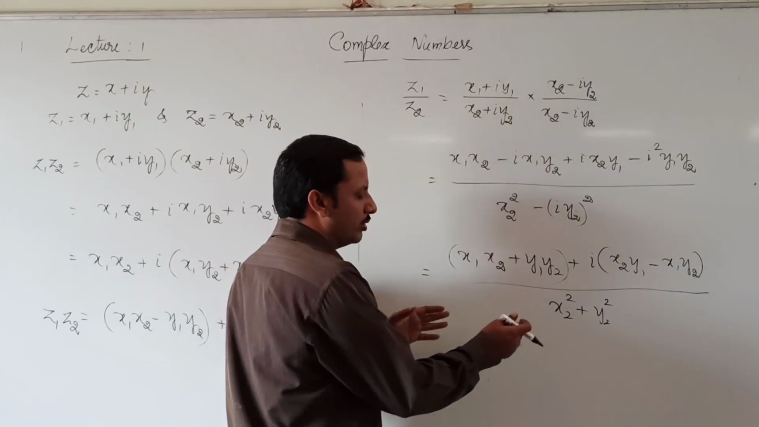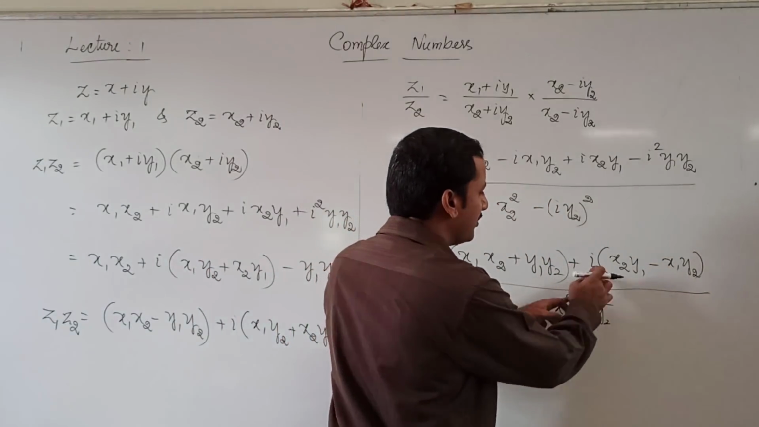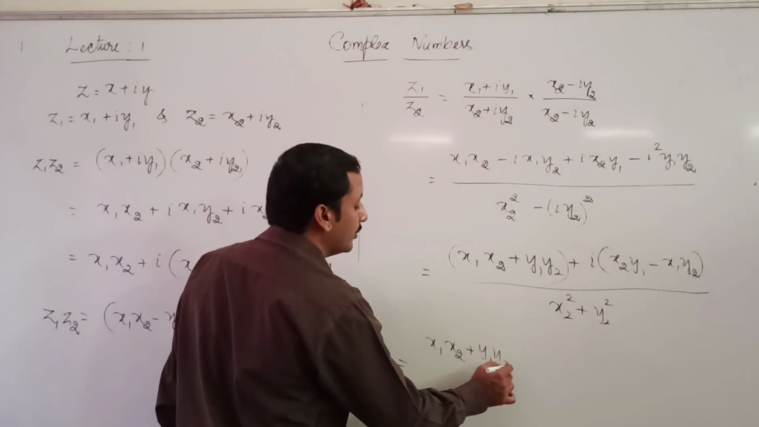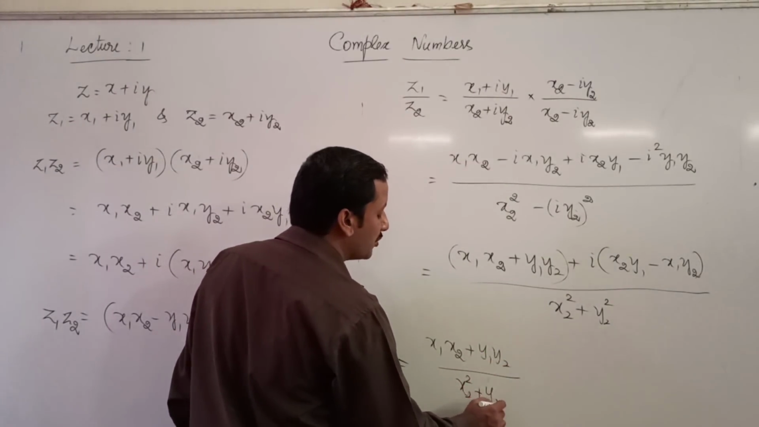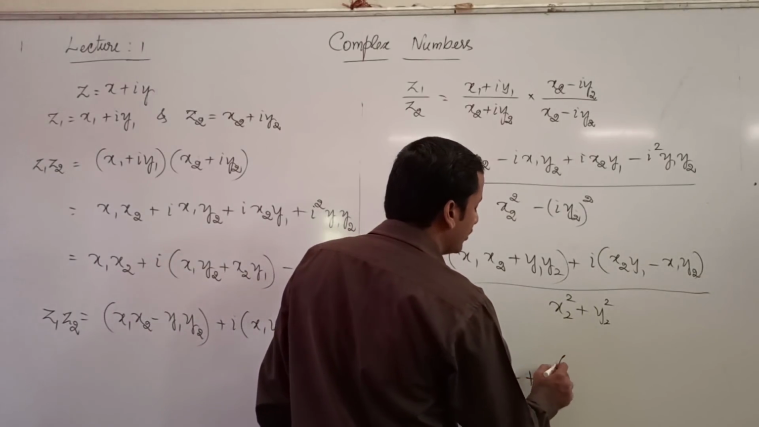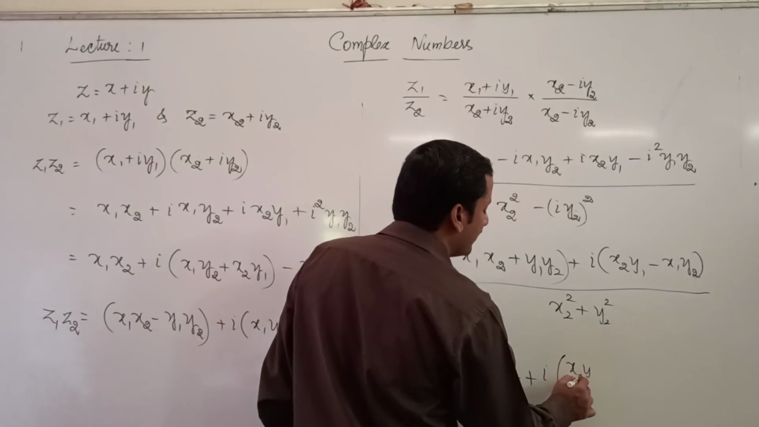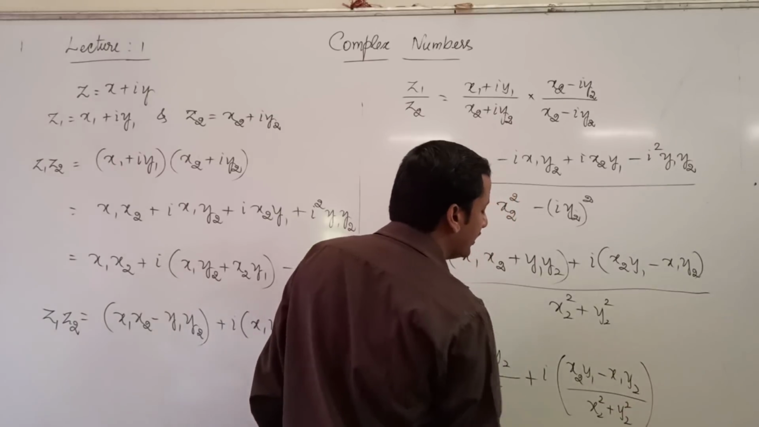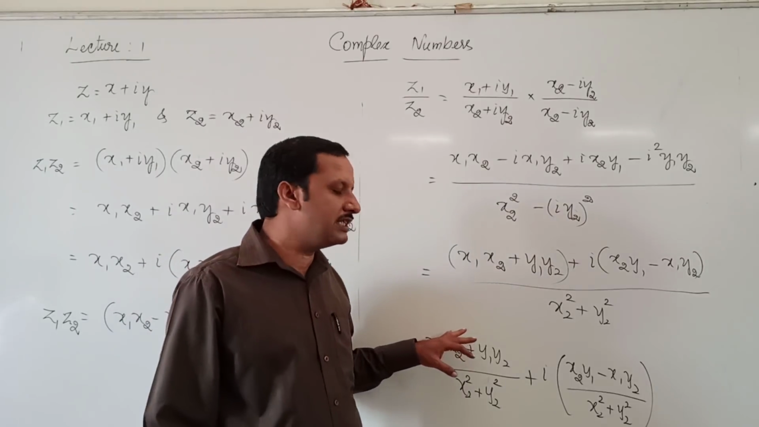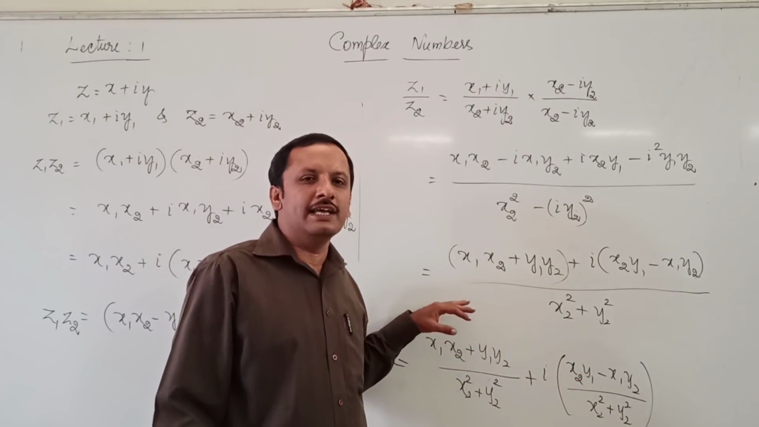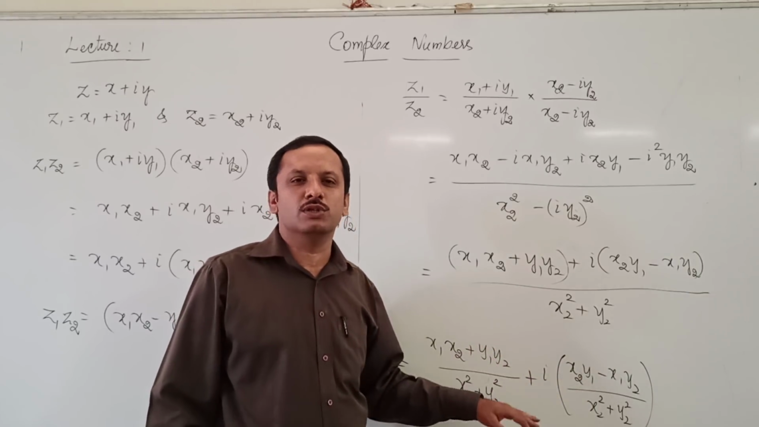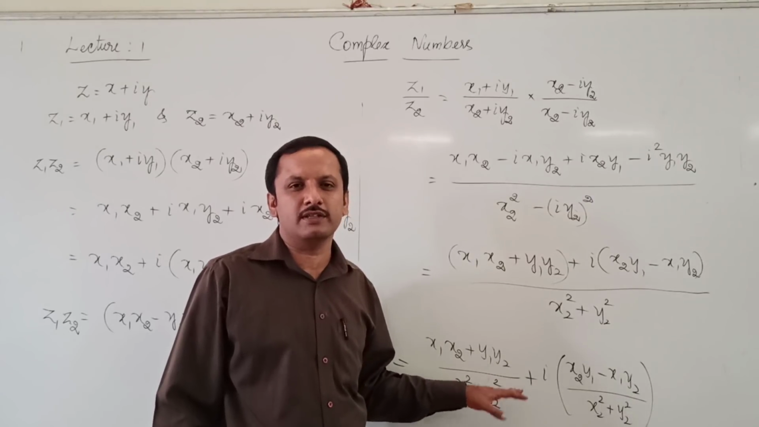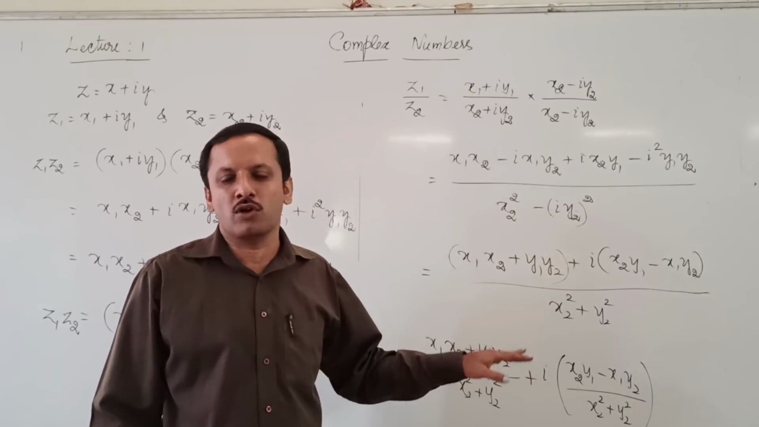So you can split it into two terms. This factor divided by this denominator, and the second factor divided by this denominator. That will give you (x1 x2 plus y1 y2) divided by (x2 square plus y2 square) plus i into (x2 y1 minus x1 y2) divided by (x2 square plus y2 square). So now you can observe that it is of the form a plus ib, or should I say x plus iy. So this is also a complex number. From this we can say that the quotient of two complex numbers is also a complex number.